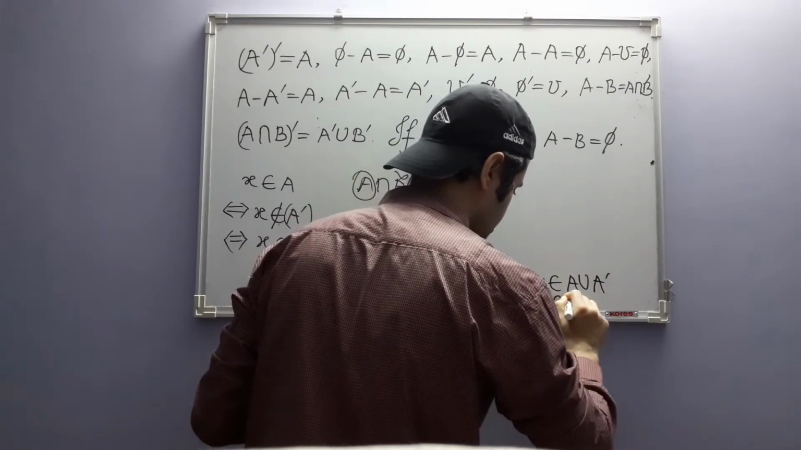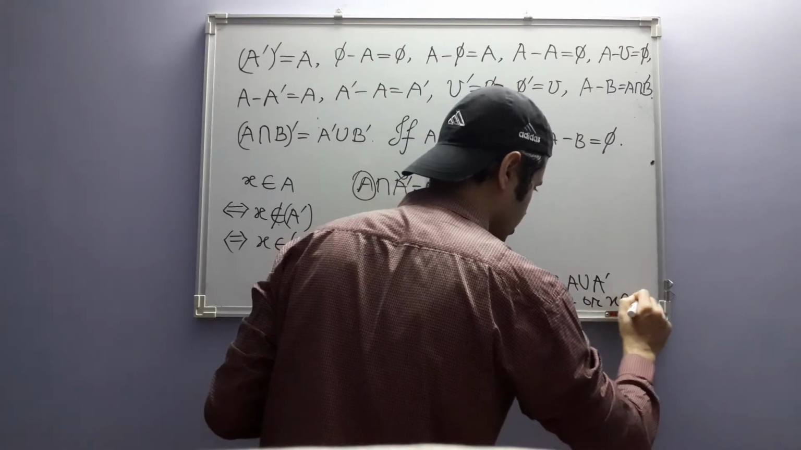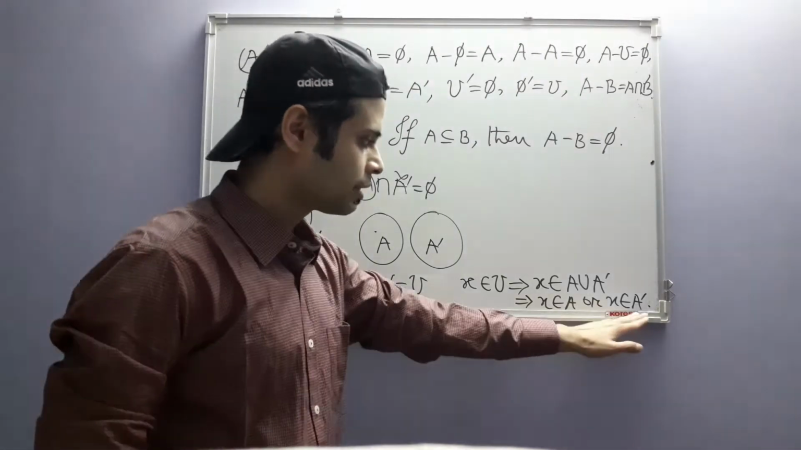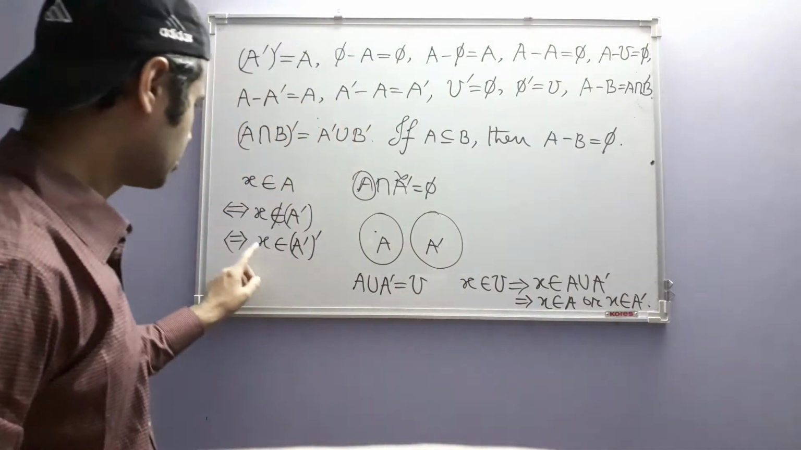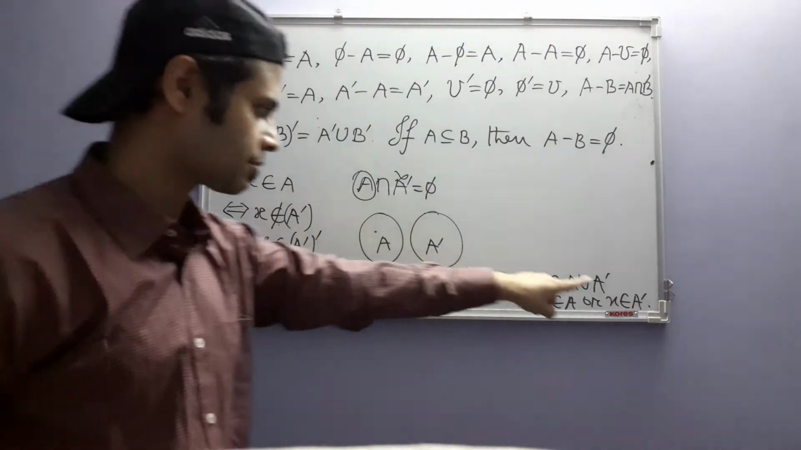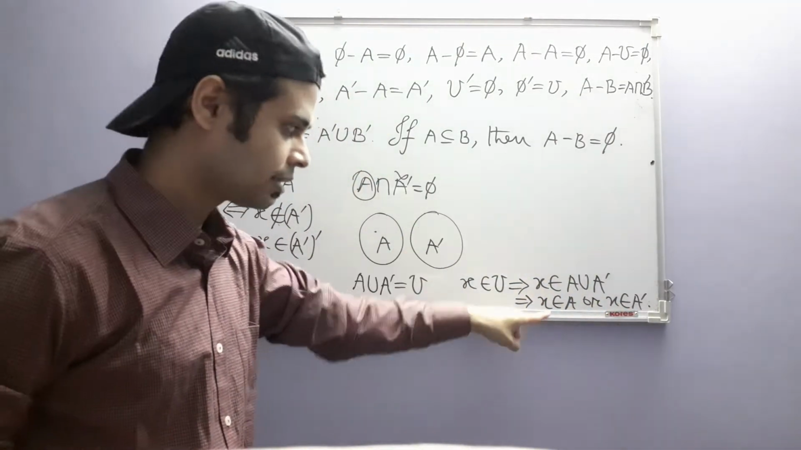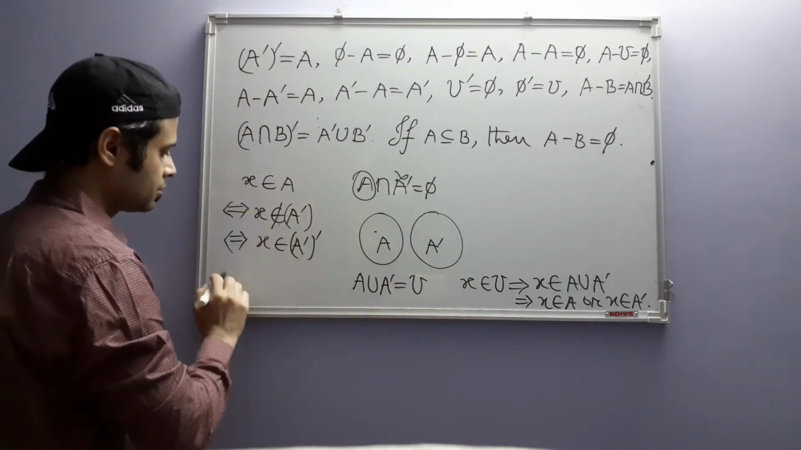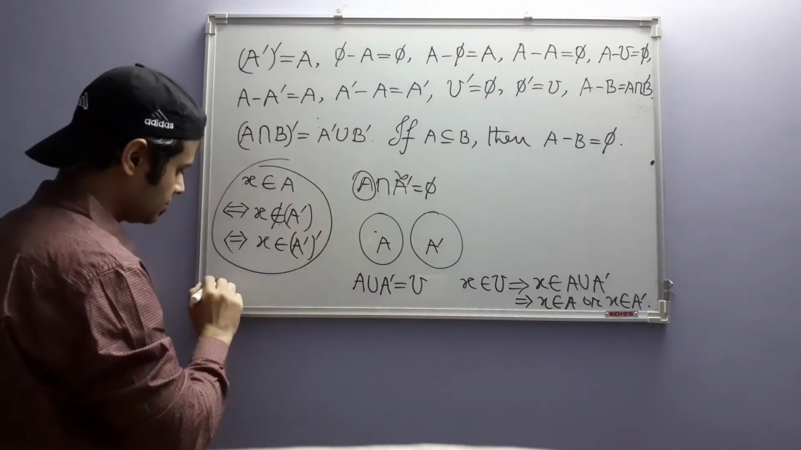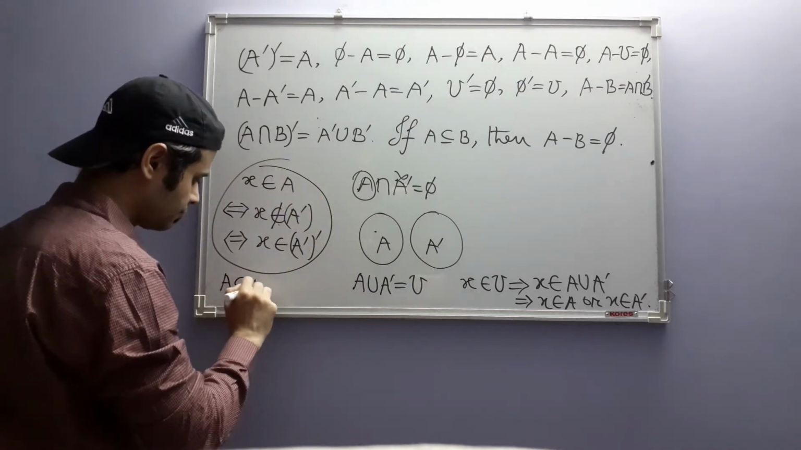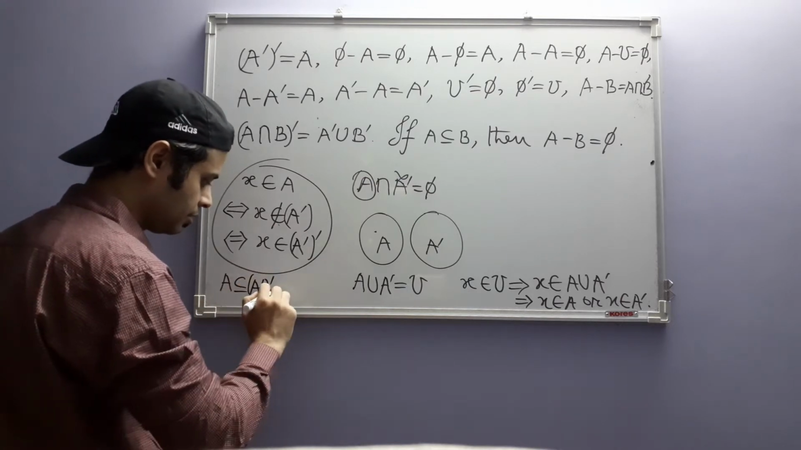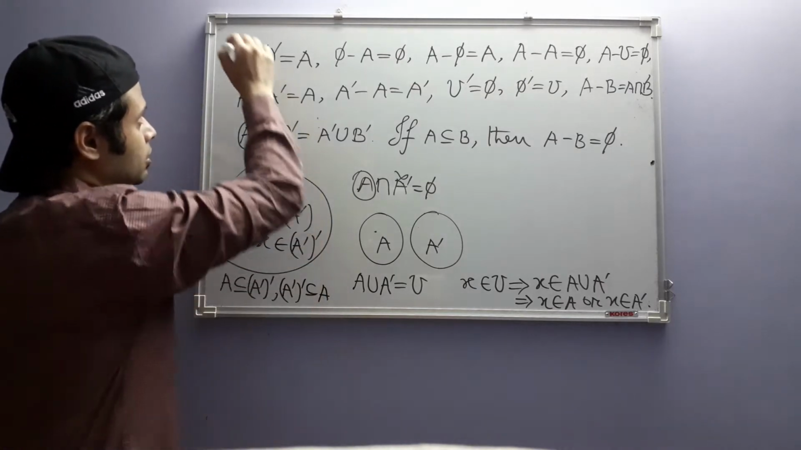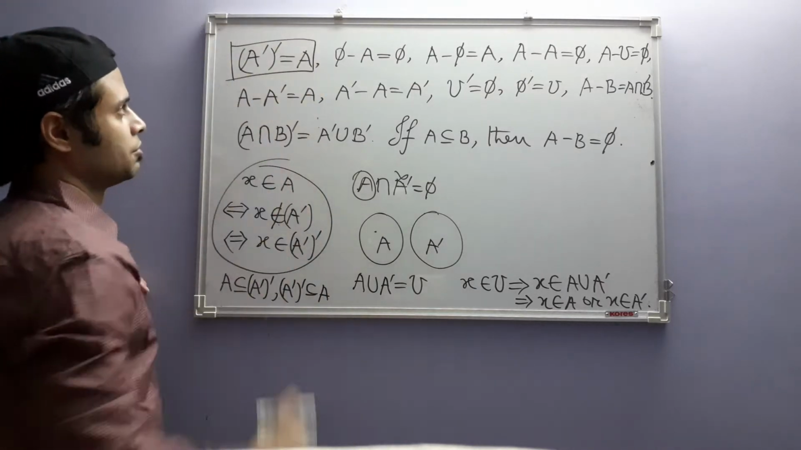So this implies X belongs to A or X belongs to A complement. These are the only two possibilities. At least one has to be true. Now since it's already given that X does not belong to A complement, the other possibility must be true. That's why we are getting X belongs to A. From these equivalences, we get A is a subset of the complement of A, and this is also a subset of A. Thus we have the first one.